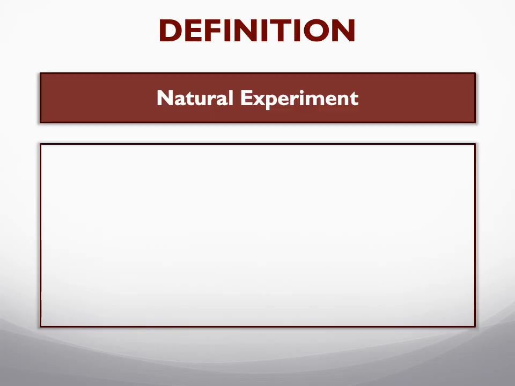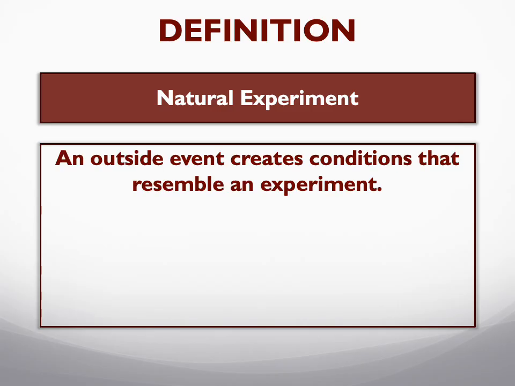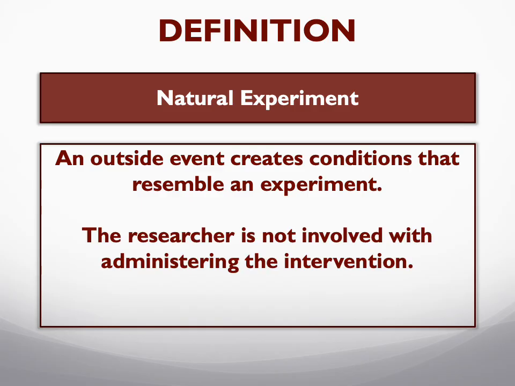And so that transitions nicely into this idea of a natural experiment. The idea here is that there's some outside event that's going to create the conditions that resemble an experiment, but the researcher was not actually involved in administering the intervention. So I haven't actually created the treatment and control groups. I've just observed the existence of these treatment and control groups out in the real world, based on something that's happened out in the real world. So I'll show you some examples momentarily, but the key part is that the researcher hasn't created these things.